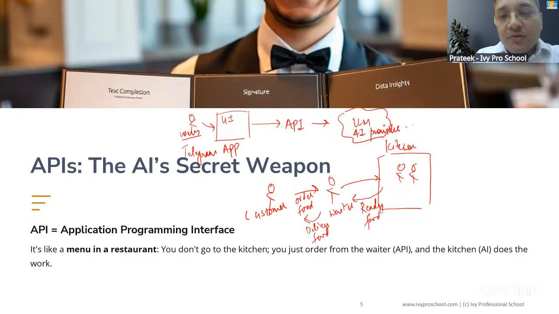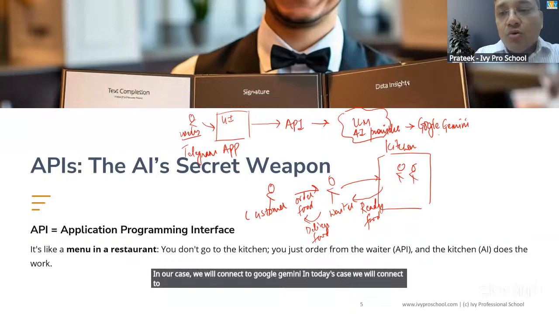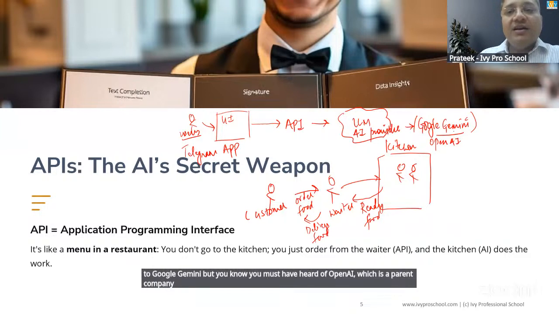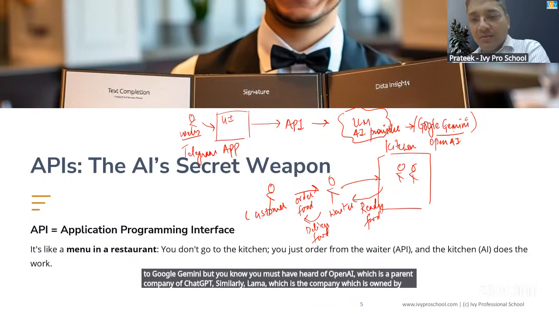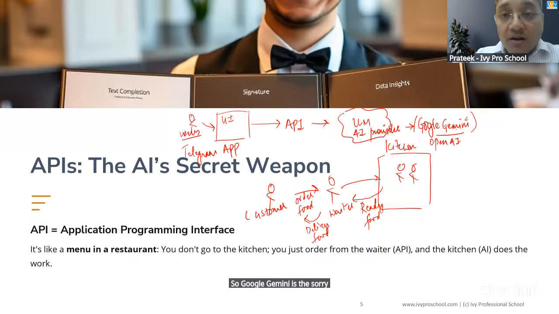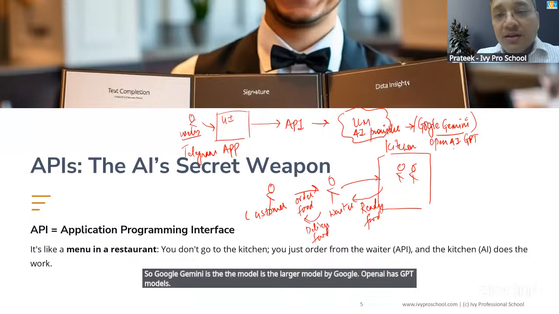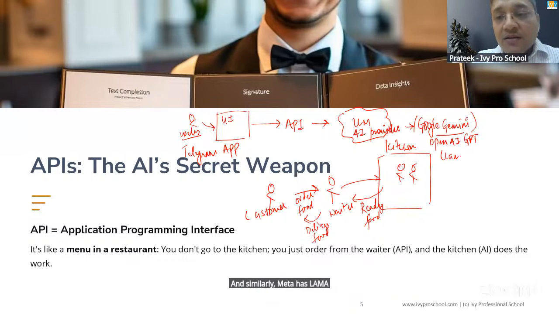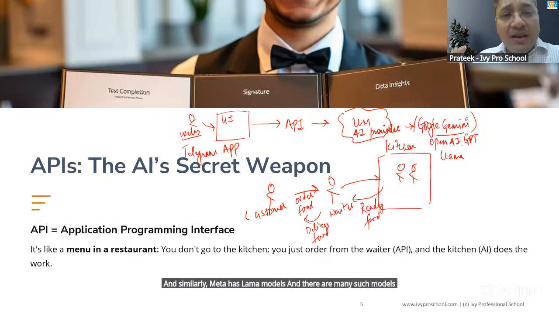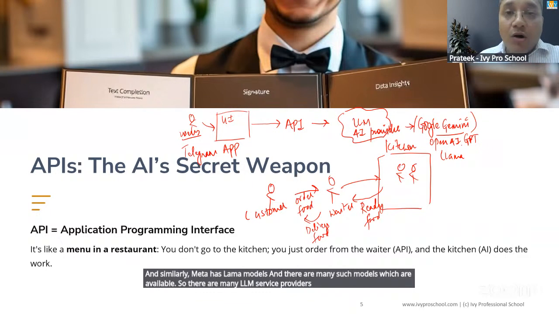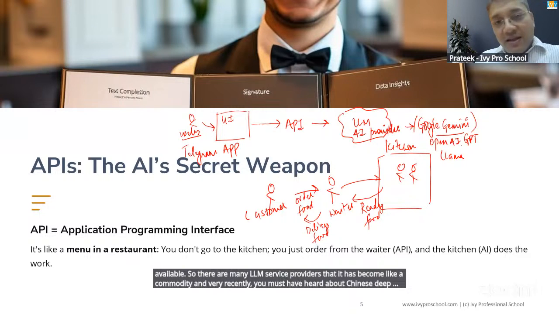In today's case, we will connect to Google Gemini, but you must have heard of OpenAI, which is the parent company of ChatGPT. Similarly, there is Llama, from Meta. Google Gemini is the large language model by Google, OpenAI has GPT models, and Meta has Llama models. There are many such models available, many LLM service providers. It has become like a commodity. And very recently, you must have heard about the Chinese DeepSeek, right? Which is again an LLM service provider.